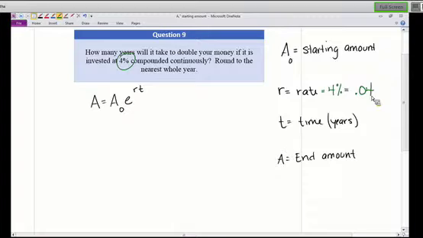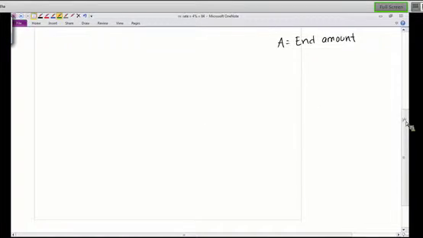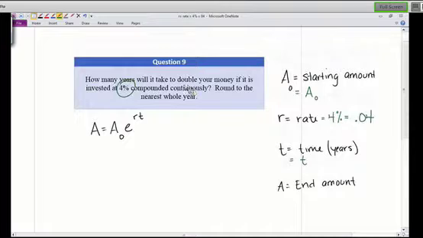Now, they don't tell us how much we're starting off with. Therefore, A sub 0 will remain the same. t is what we're trying to find. This is going to be our unknown. Now, our end amount is taken from this statement here, the fact that we want to double our money. So what we want to do is we want to double what we're starting off with. Now, what are we representing as our starting amount? We're representing that as A sub 0.